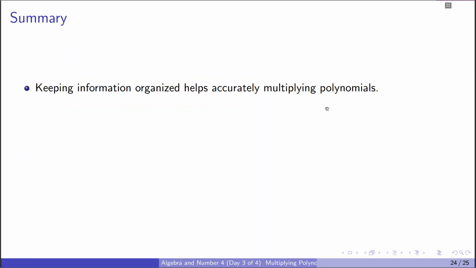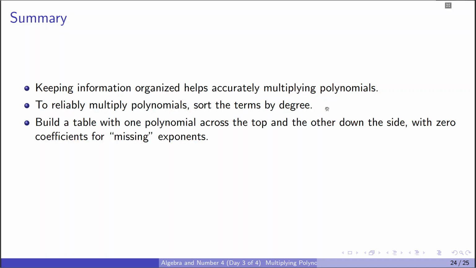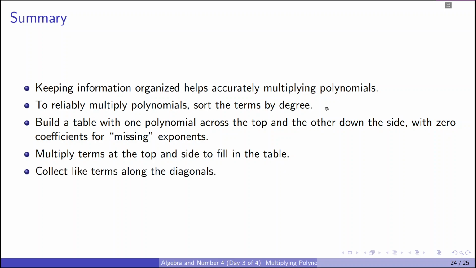In summary, keeping information organized helps a lot when it comes to accurately multiplying polynomials. To reliably multiply polynomials, sort the terms by degree. Build a table with one polynomial across the top and the other down the side, with 0 coefficients for missing exponents. Multiply terms at the top and side to fill in the table. Collect like terms along the diagonals.